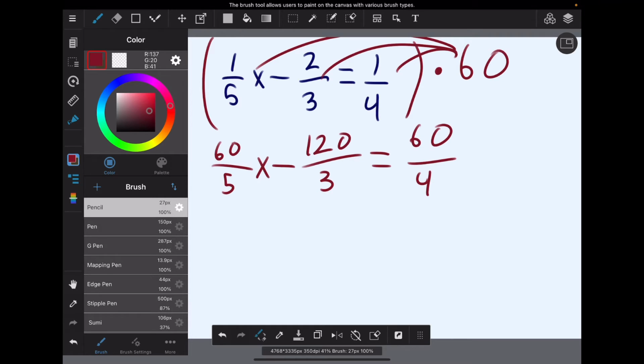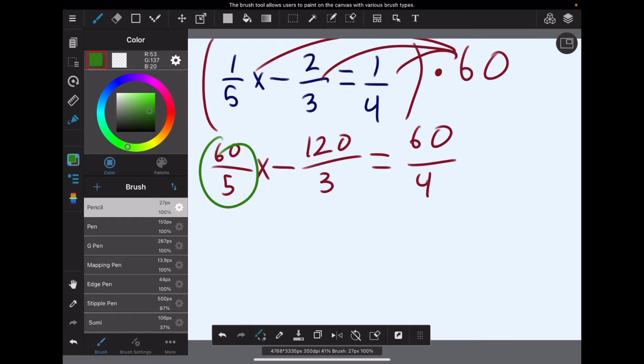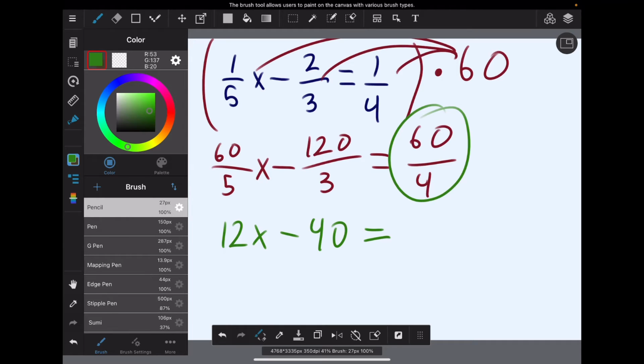Now we're going to reduce these giant numbers. 60 divided by 5 is 12. We'll add the x. And then 120 divided by 3 is 40. And 60 divided by 4 is 15. So we have 12x minus 40 equals 15. That is a lot easier to deal with.